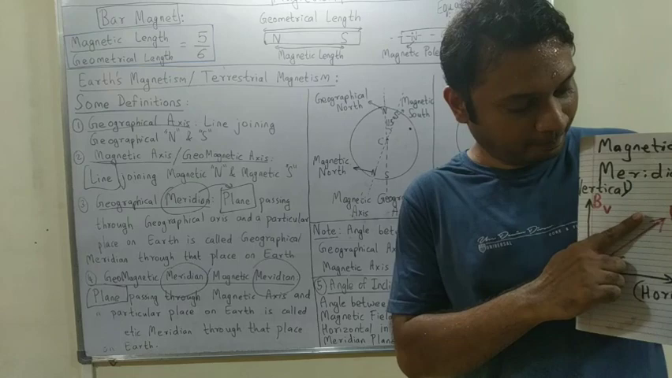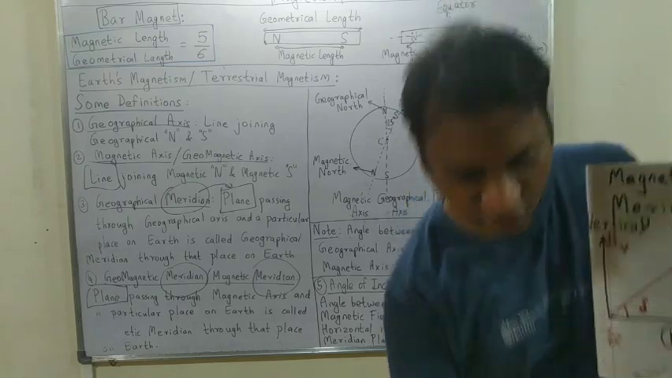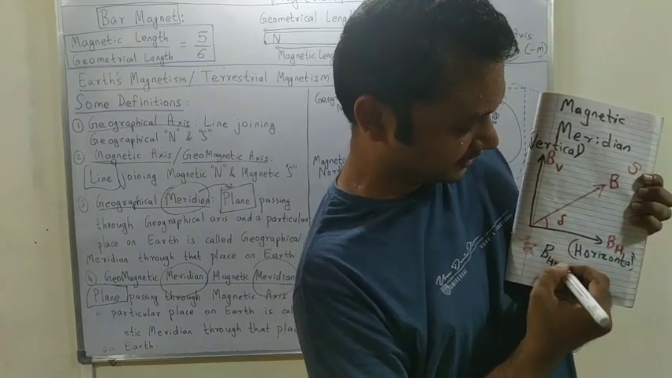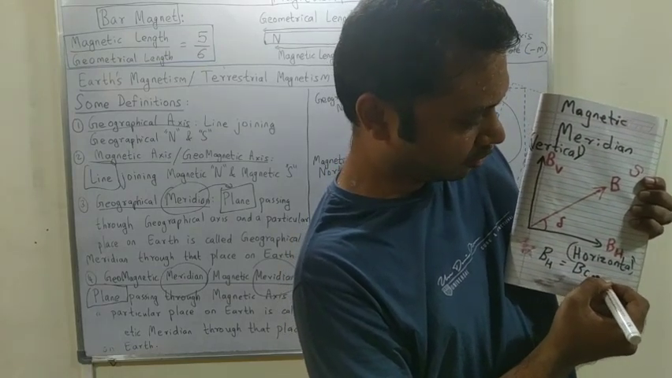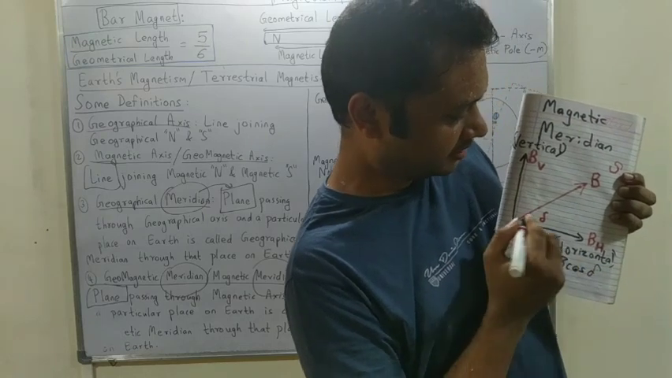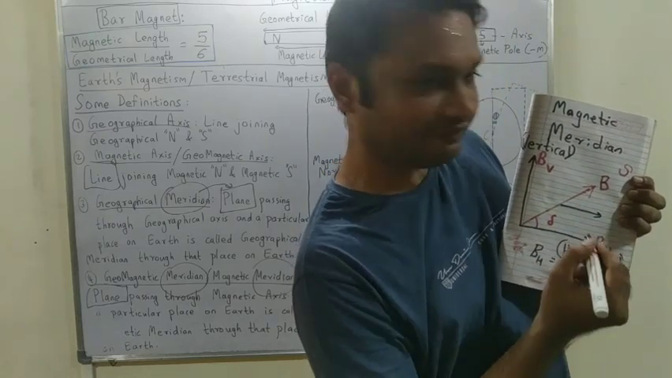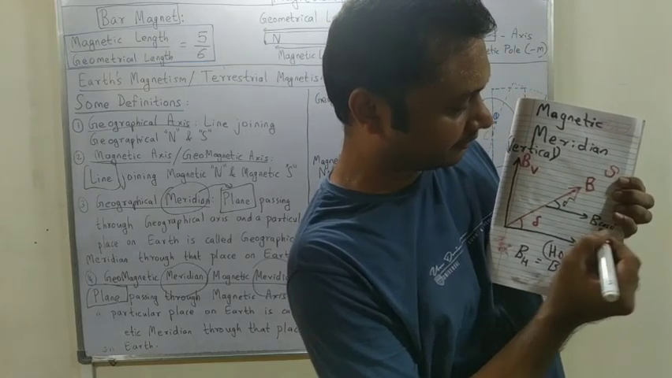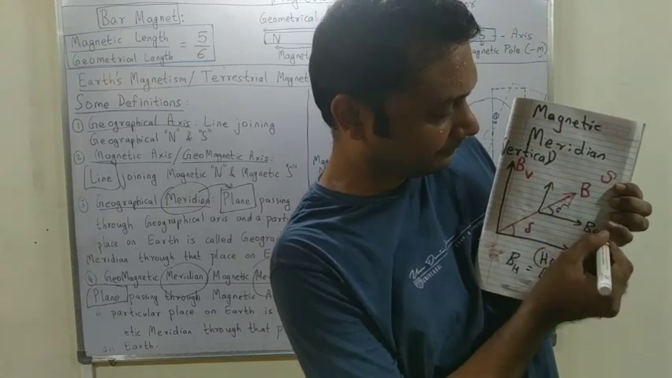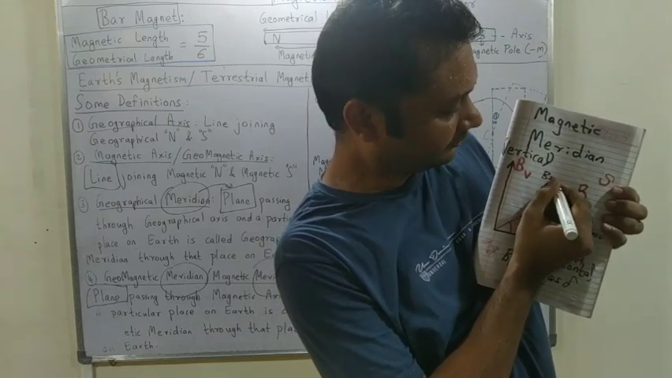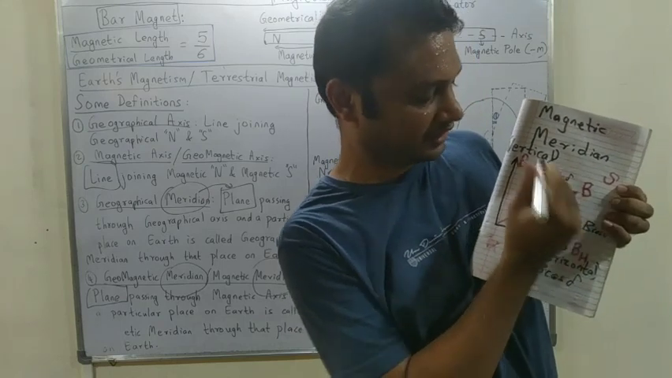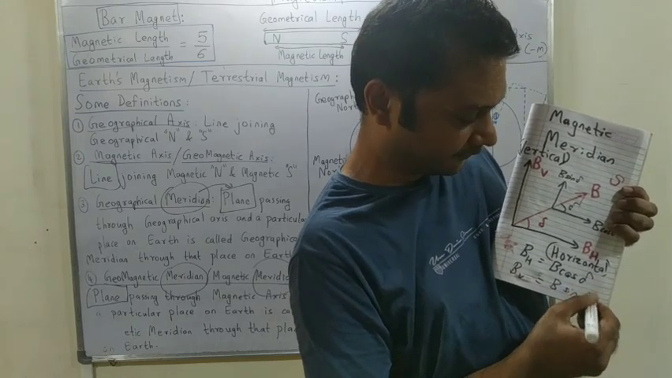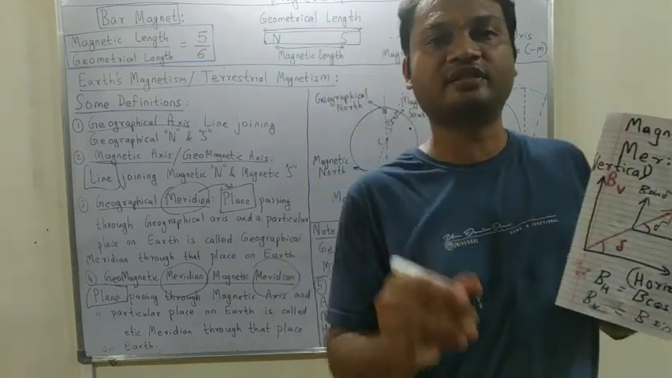BH will be equal to B cos delta. If you see carefully, the value of BH will be equal to B cos delta. Why? Because the component of this magnetic field along horizontal will be B cos delta. And the vertical component, the component perpendicular to it, will be BV equal to B sine delta. So these are the two equations which we'll see now.